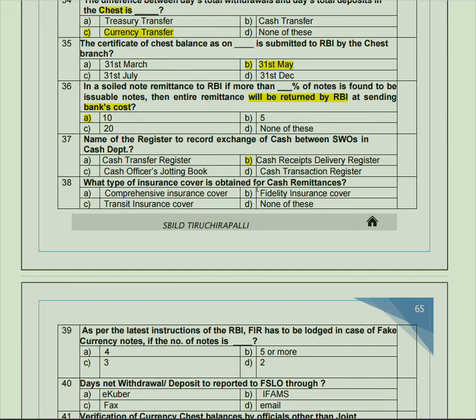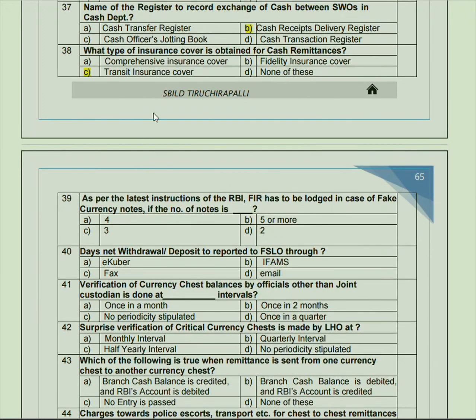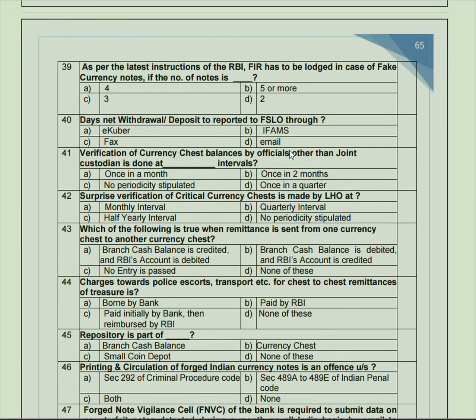What type of insurance cover is obtained for cash remittance? So when we do cash remittance, transit insurance cover is taken by the bank for cash remittances. Okay, 39.